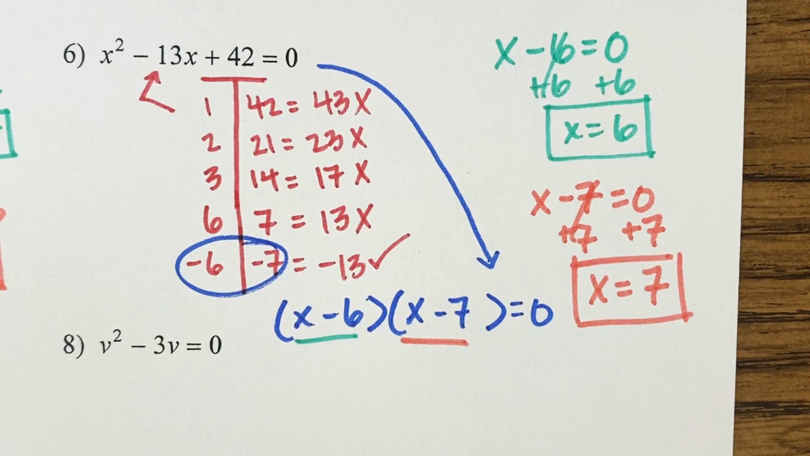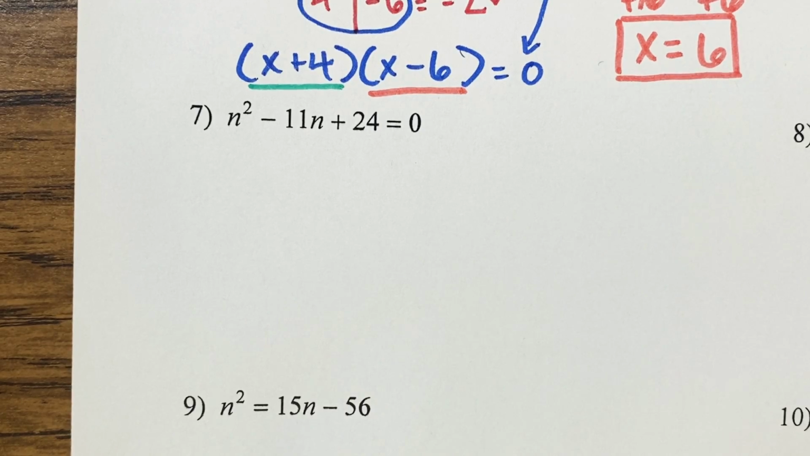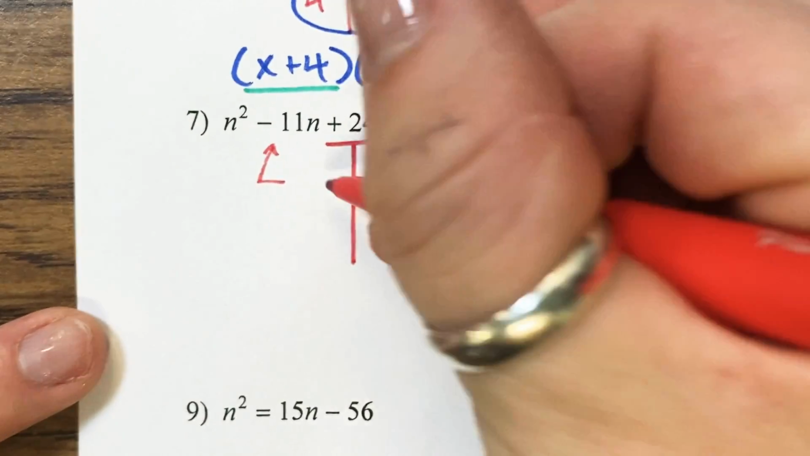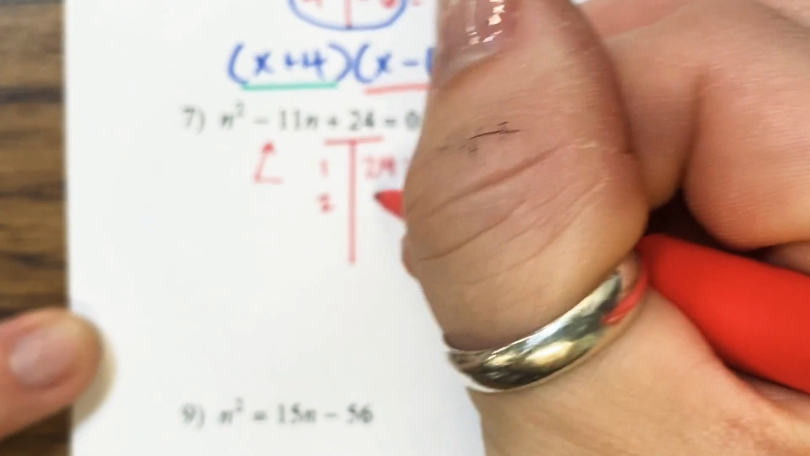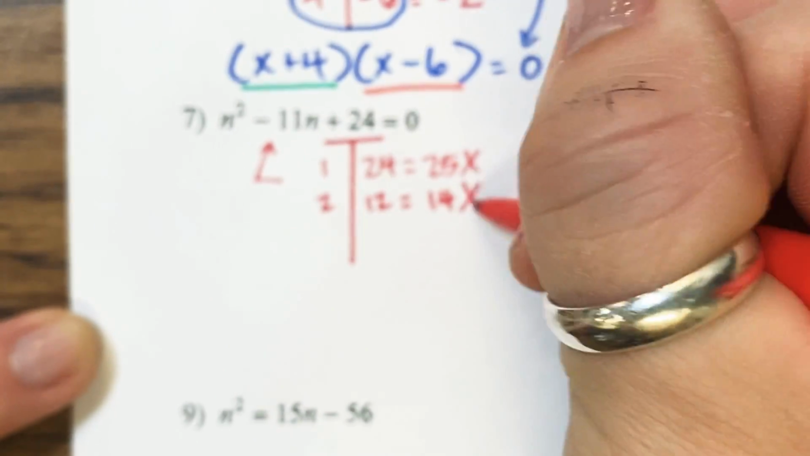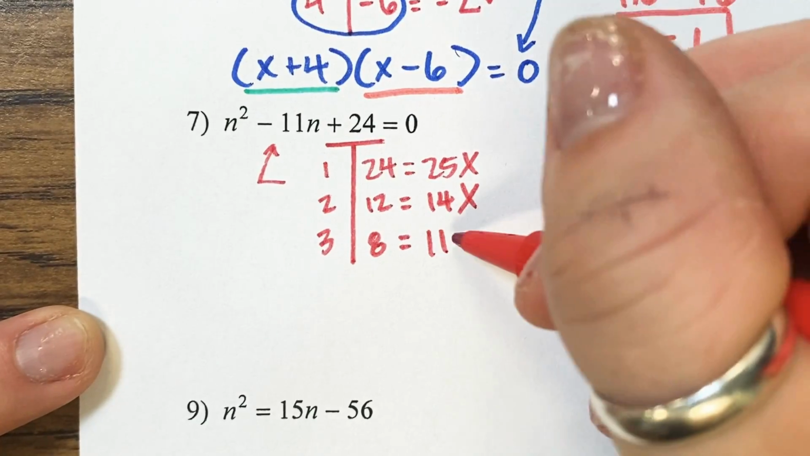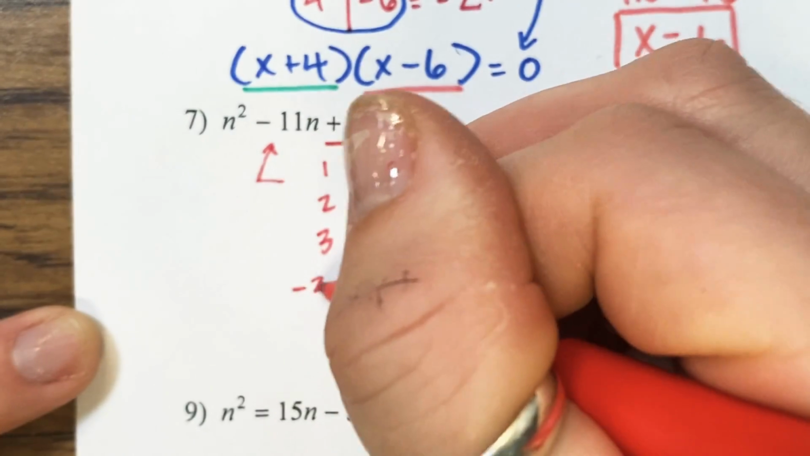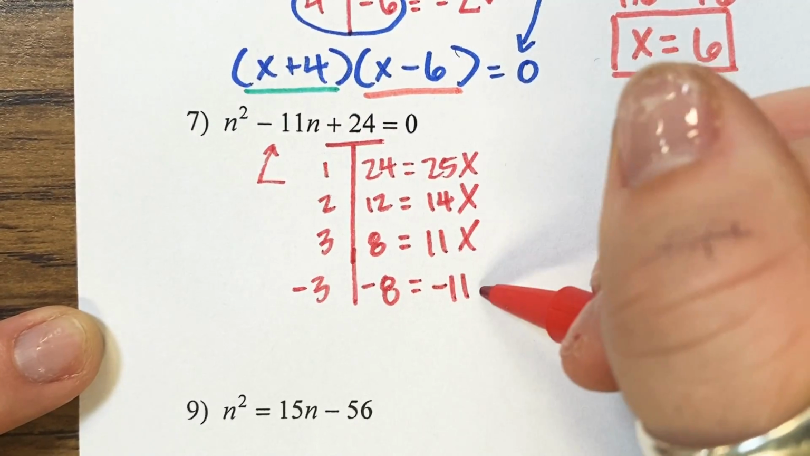Nice job. Okay, let's do number 7. So I need to look at positive 24. Two numbers that multiply to give me positive 24, but add to give me negative 11. So I have 1 times 24, but when I add those, I'm going to get 25, so that's not it. 2 times 12, that's going to give me 14. 3 times 8, ooh, that's going to give me positive 11. But we're looking for a negative 11, remember? We know that a negative times a negative still equals a positive, but now I get my negative 11.